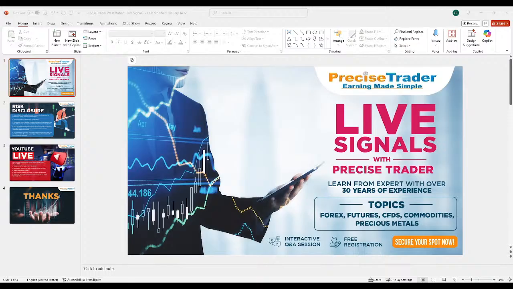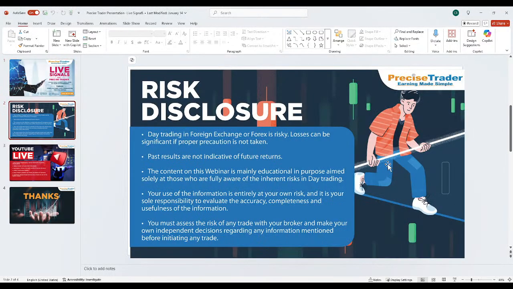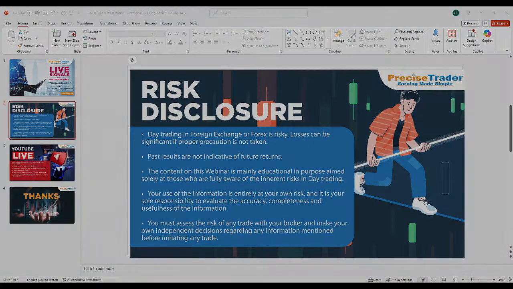Do take note of the risk disclosure. Day trading in foreign exchange is risky. Past results are not indicative of future returns. The content on this webinar is mainly for educational purposes. Use your information entirely at your own risk, and you must assess the risk of your trade with your broker before you put in your trades. With that, we move on to our live analysis.